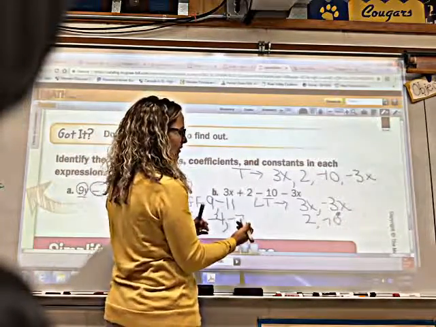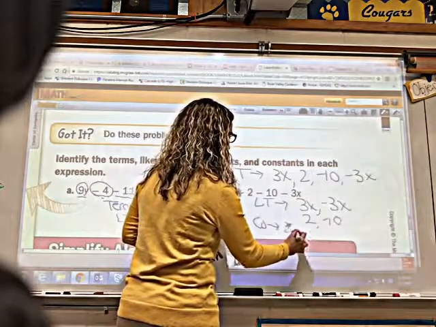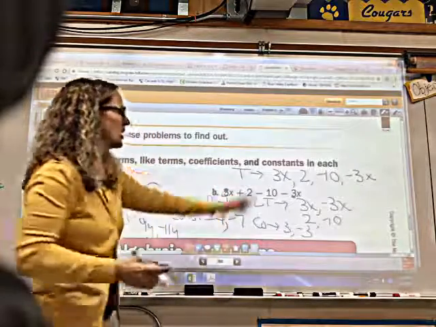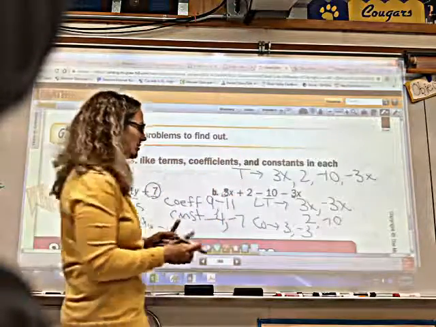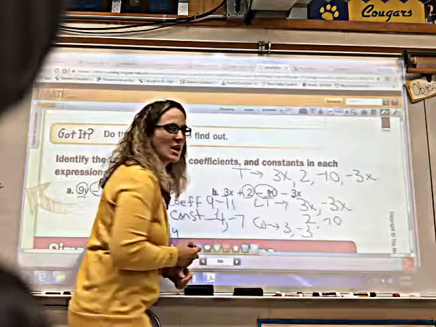Coefficients are numbers that come ahead of your variables. So my coefficients are going to be 3 and negative 3. Again, those are my numbers that are ahead of the variables. And constants are the numbers that stand by themselves. So in this case, my constants would be 2 and negative 10.